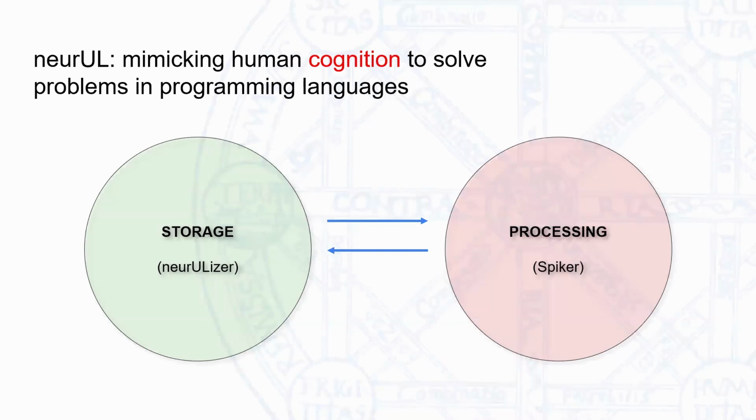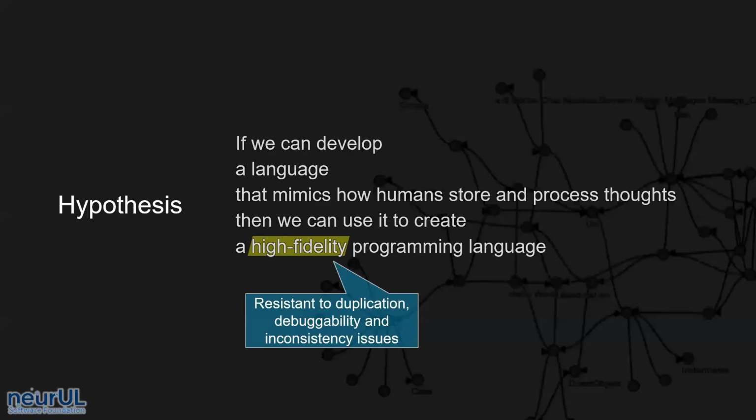With neurUL, we mimic this division from human cognitive neuroscience of storage and processing by creating two separate components. First is the neuralizer, which is for information storage, and the other is the spiker, which is focused on processing, both of which are highly inspired by how human thoughts and brains work. Going back to our hypothesis, by creating this type of programming language, we aim to solve some of the biggest problems in programming: duplication, debuggability, and inconsistencies.